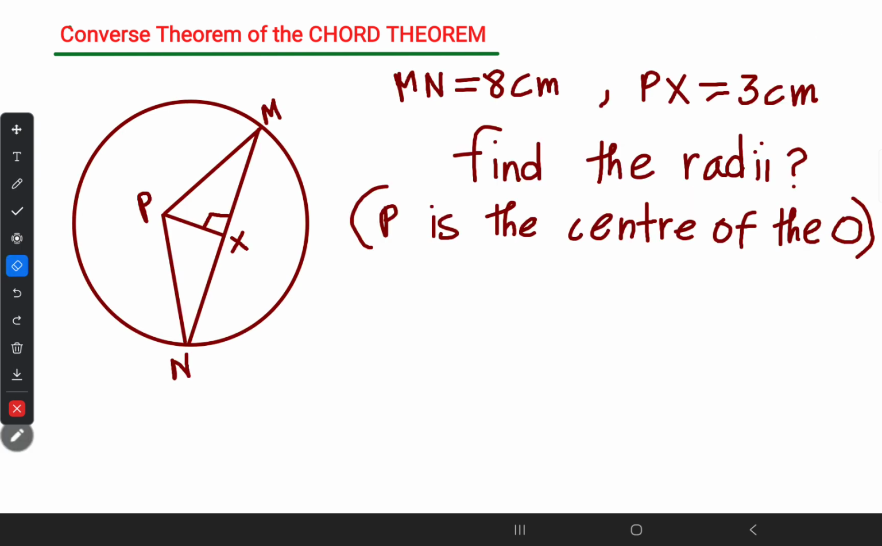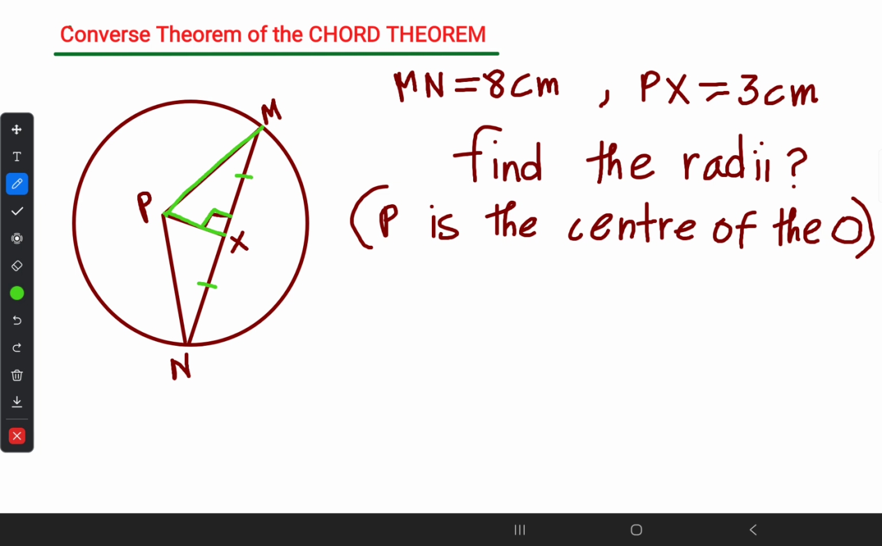Simple. Here we are going to apply the converse theorem of the midpoint theorem. What we need to do is find the radii of the circle. If P is the center of the circle, I can consider this one as my radii. To find the radii, somehow we need to use the chord theorem or else its converse theorem. Here you can see the straight line which is coming from the center of the circle to the chord is perpendicular. That means if this is perpendicular, the chord is bisected.